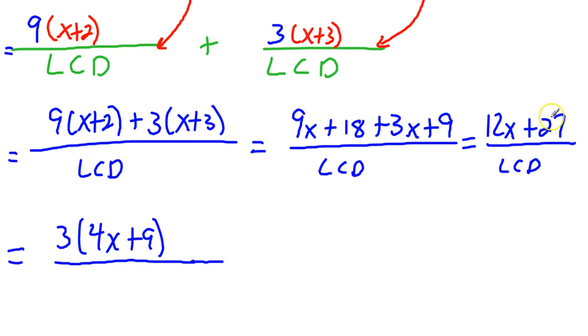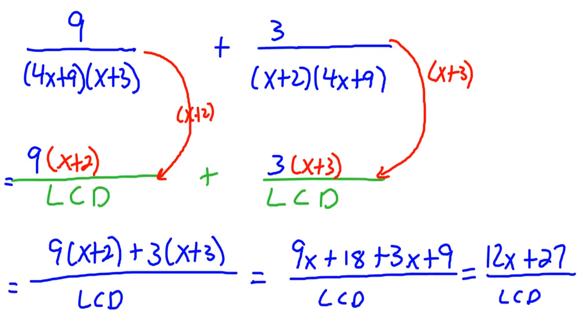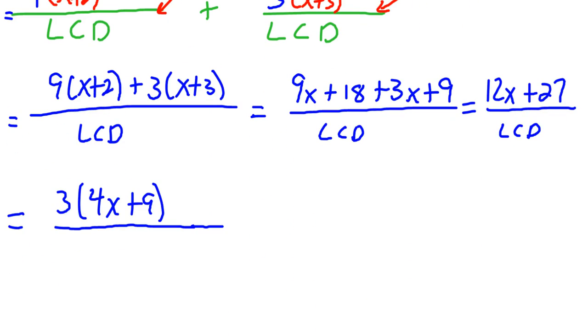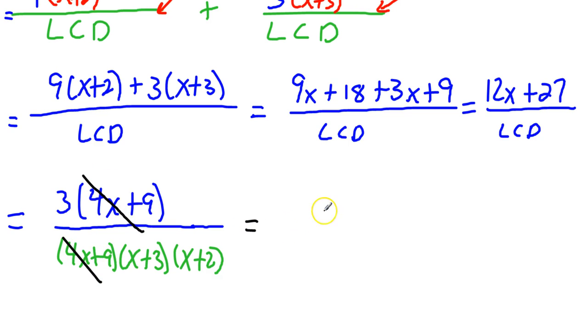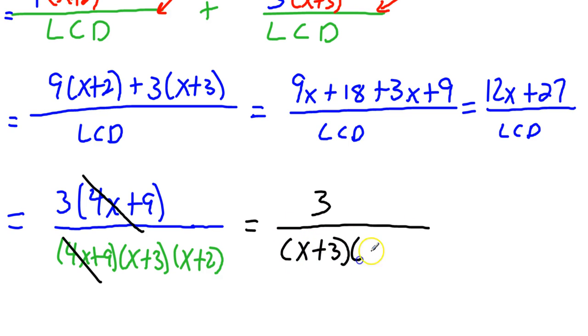And once you've got the top part worked out as far as you can possibly do, then bring back in your least common denominator, which was 4x plus 9, x plus 3, and x plus 2. And then at the very end, now you can go back and see what you can cancel. You do have the 4x plus 9 here and here. So final answer would be 3 over x plus 3 and x plus 2.